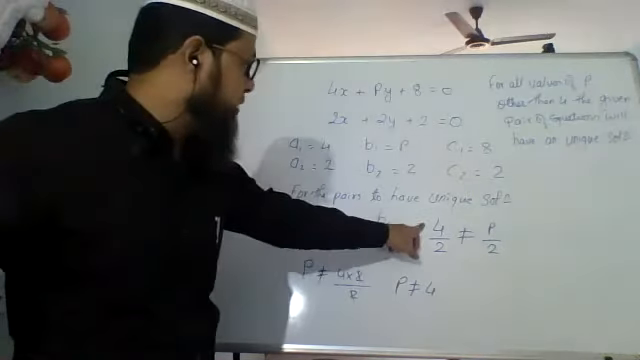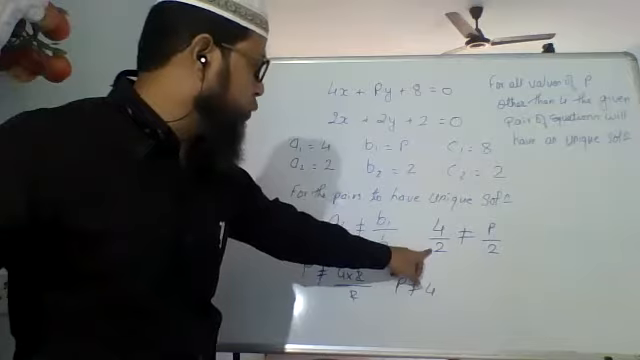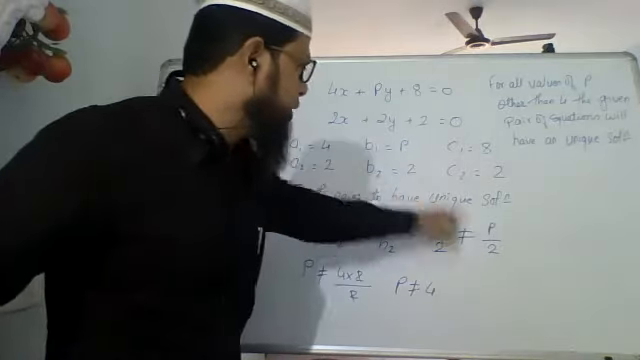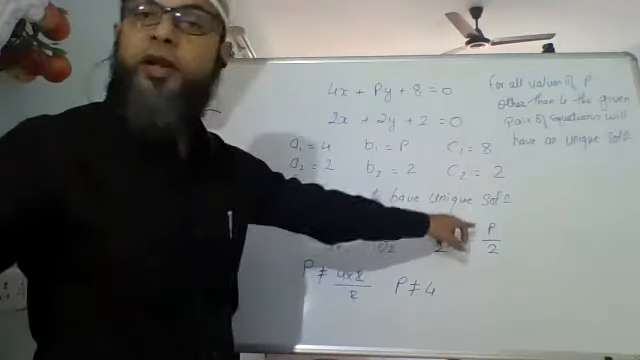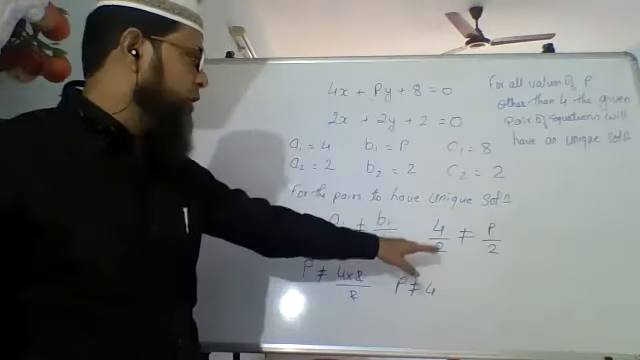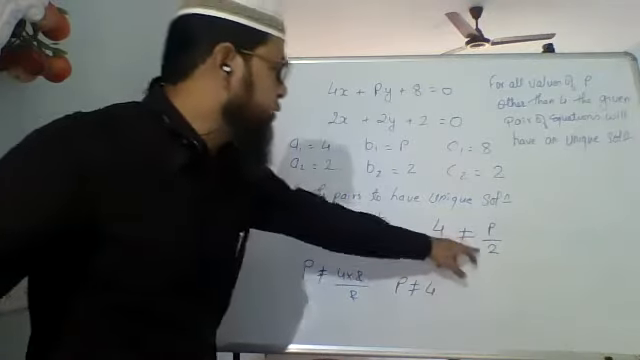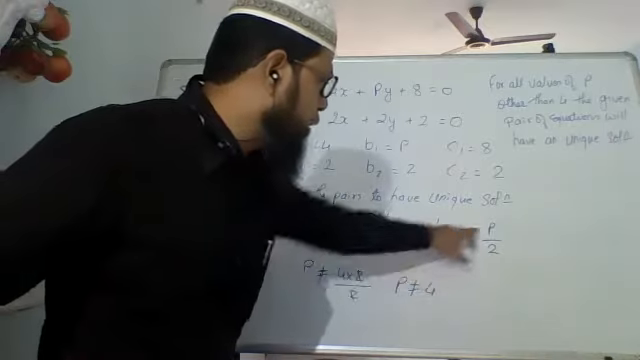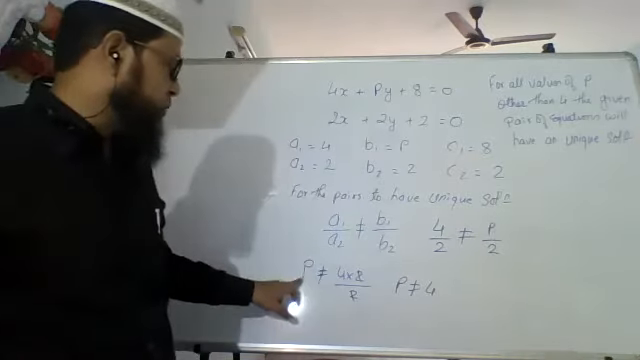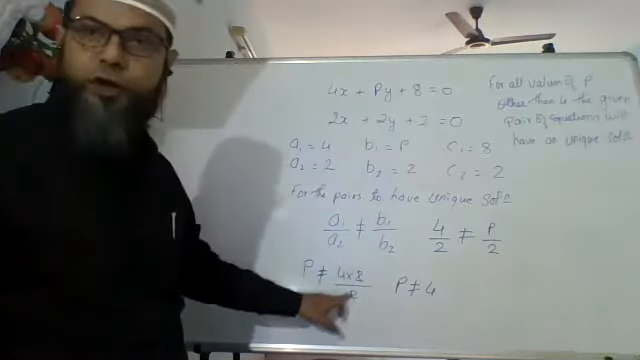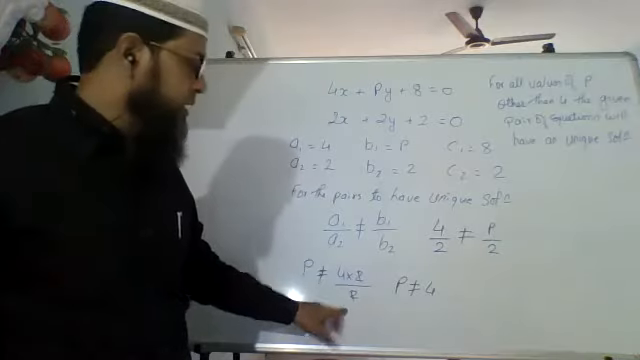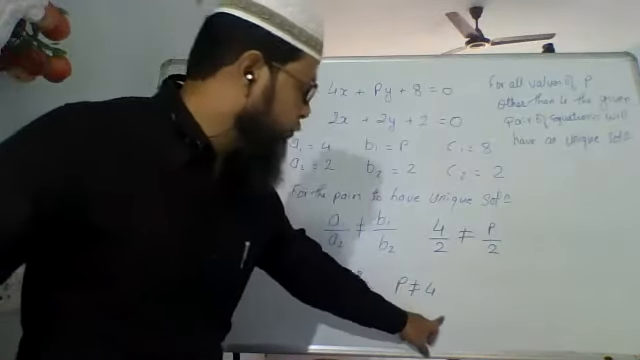Now, what is A1? A1 is 4. What is A2? 2. What is B1? P. What is B2? 2. So 4 upon 2 not equal to P upon 2. Keeping P on one side, bringing 2 to this side, you have 4 into 2 upon 2 not equal to P. That is what we have written. P not equal to 4 into 2 upon 2. The 2 cancels. P not equal to 4.